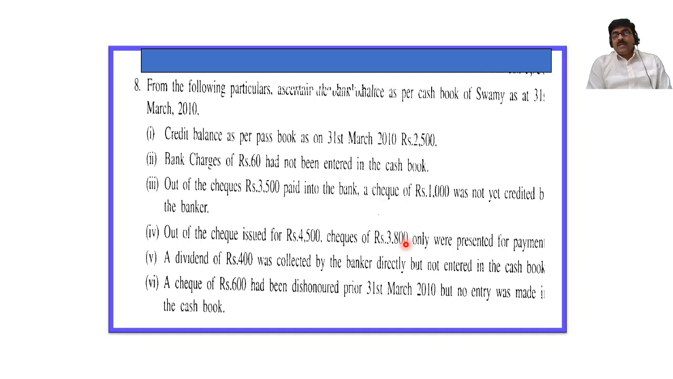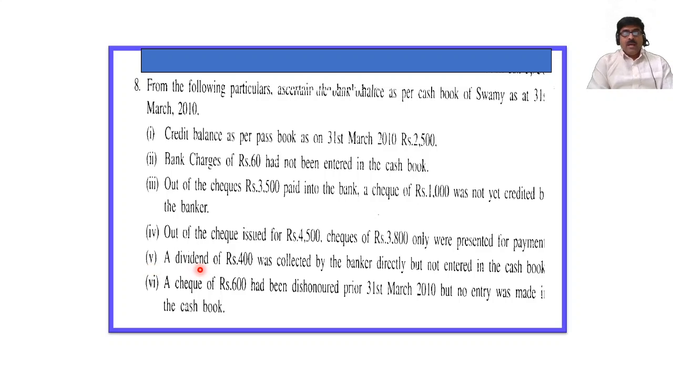700 rupees excess amount credited in the cash book, means there is a decrease in the cash book value by 700 rupees. So here, to equal that of the cash book, we have to deduct this amount because there is an excess amount credited in the cash book.